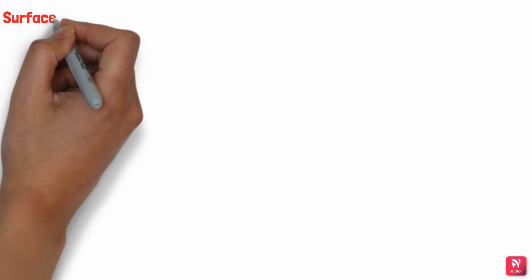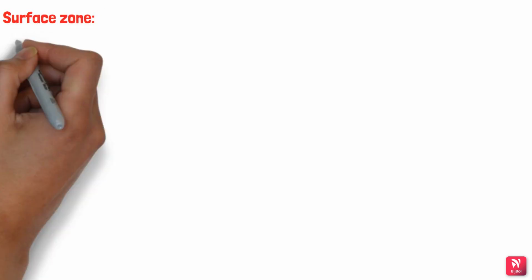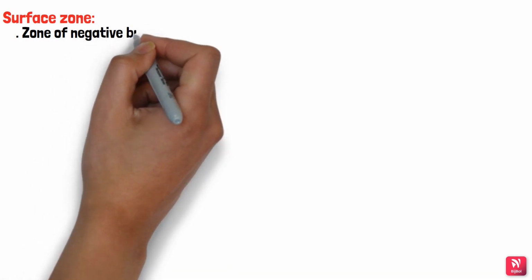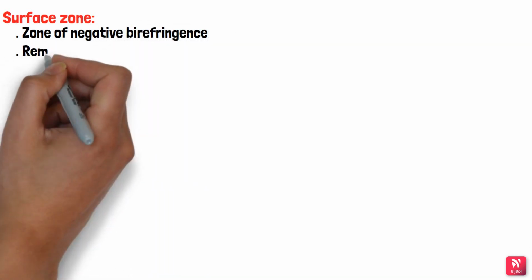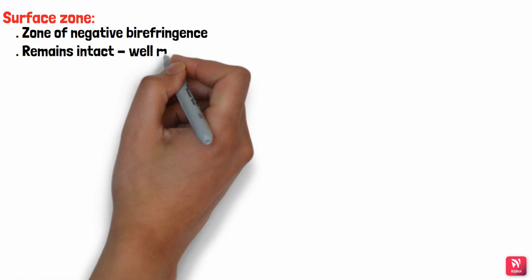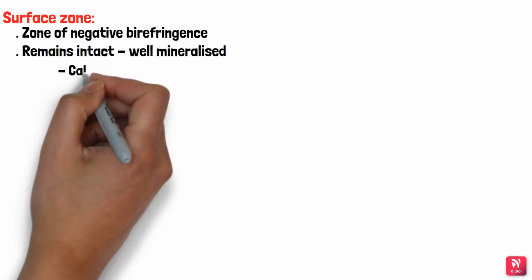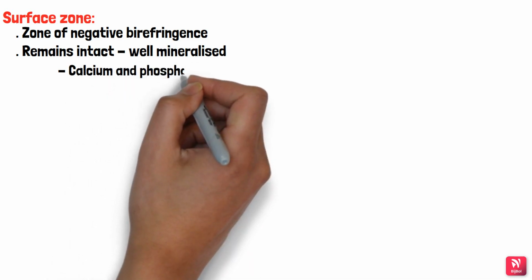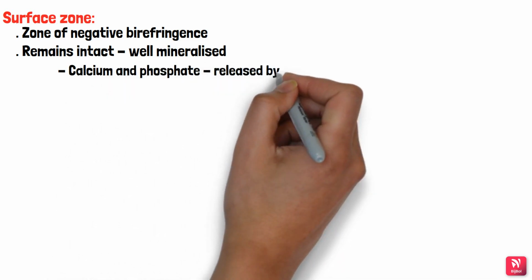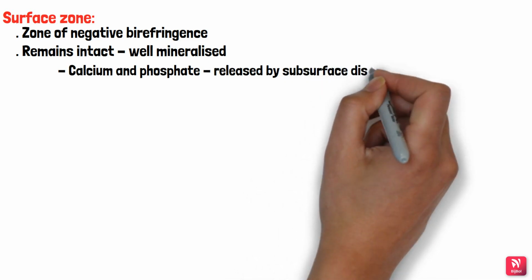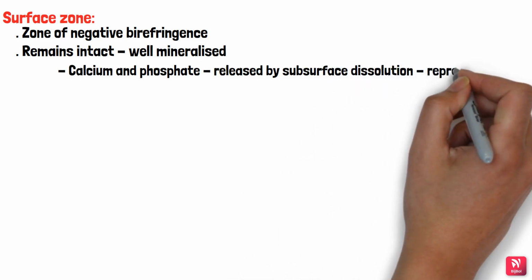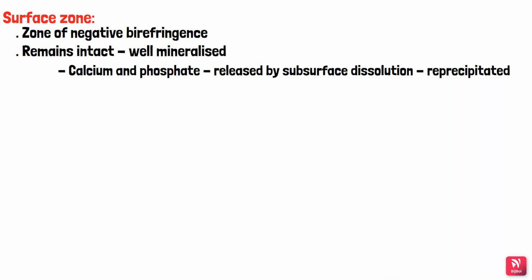And next is the surface zone. The surface zone is a relatively intact zone. So it is a zone of negative birefringence, whereas the other two, the body of the lesion and the dark zone, are positive birefringence zones. And this zone remains intact and well mineralized. Why? Because they tend to get calcium and phosphate from the saliva. That means the calcium and phosphate get reprecipitated on the surface, resulting in remineralization. So that is why the surface zone will remain intact, and only the destruction will be in the subsurface zone.